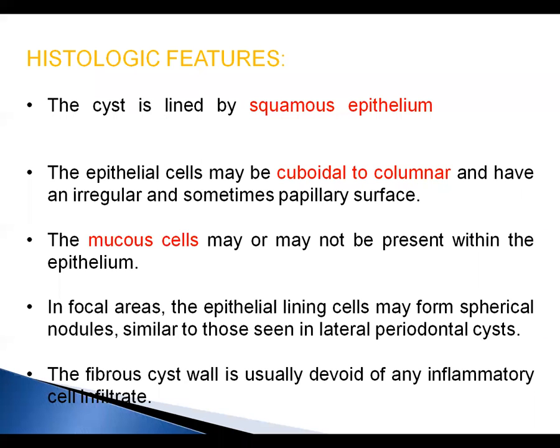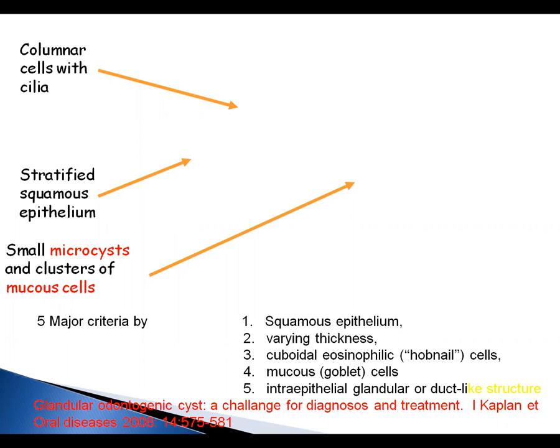The focal areas of epithelial lining may show spherical nodules, and sometimes they are very similar to the lateral periodontal cyst. We are going to see what the lateral periodontal cyst is afterwards. So, columnar cells with cilia, stratified squamous cells, small microcysts, and clusters of mucous cells.